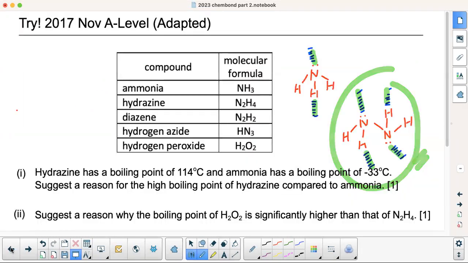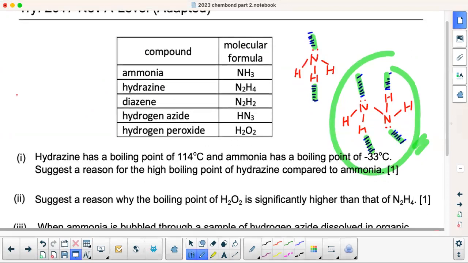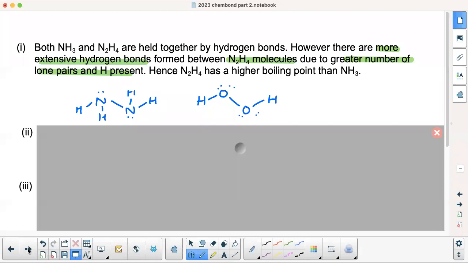What's this question? Suggest a reason why the boiling point of H2O2 is significantly higher than that of N2H4. So I drew it down nicely. This is N2H4, and then there's H2O2. What can you say about extensiveness and the strength?